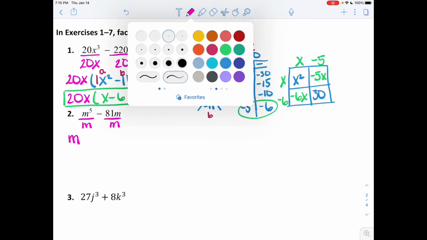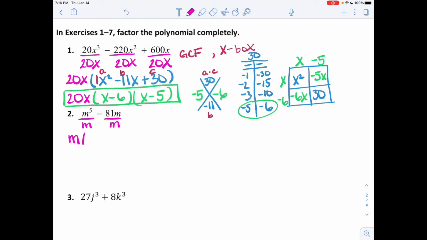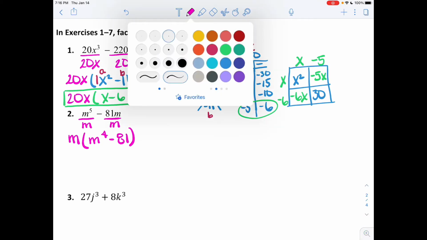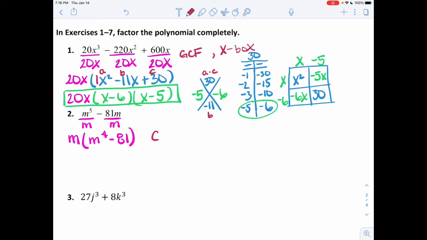From there, I'm going to say what I have left, and I have m raised to the 4th power minus 81. So now I want to remember those. We could go ahead and make ourselves a note like I did the last time. We won't wait till the end this time, that this is a greatest common factor. Now I want to go ahead and look at my flowchart to see what we do next.